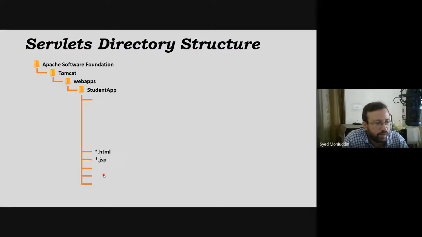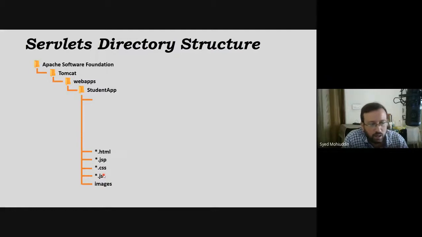And then you may have all the JSP files. JSP is the next topic in your fourth unit, all the Java Server Pages. You may have all the style sheets, that is the CSS files, and then all the JavaScript files you can place in the root of your application. In this case, the root of our web application is Student app.